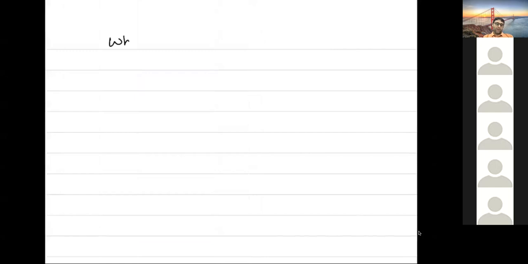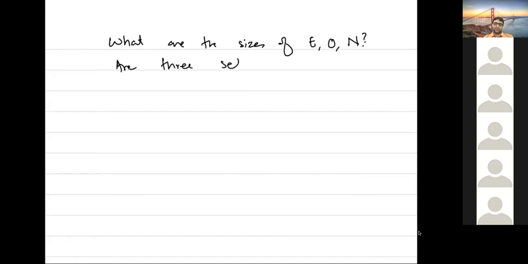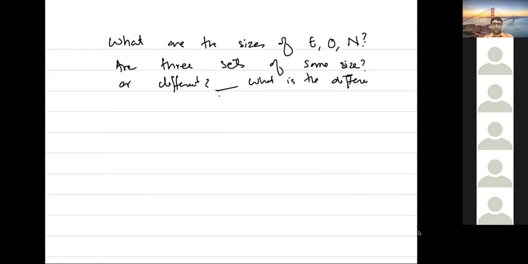So the question is, what are the sizes of the set E, set O, and set N? Are these three sets of the same size or different? If different, then what's the difference, and why? Similarly, if they are of the same size, then why? So these were the questions which Cantor posed, and then he eventually came up with an answer, and we will talk about that answer.